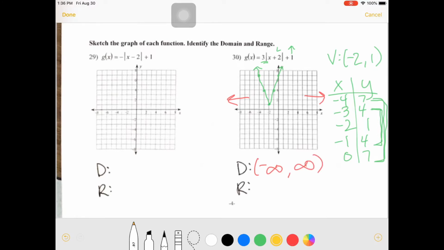For your range, you're finding how far down it goes and how far up it goes. The lowest point of my graph here is at 1, and it will not go below that, but it does go up to infinity.